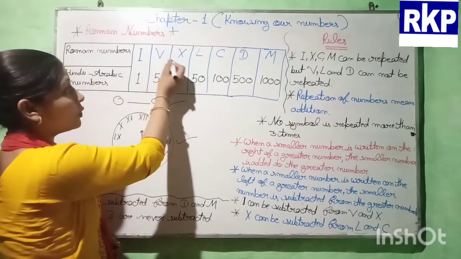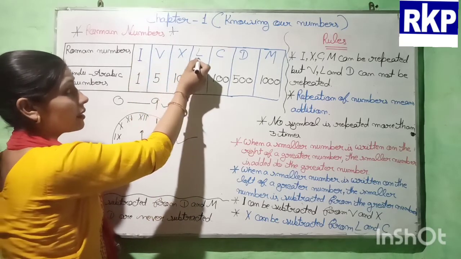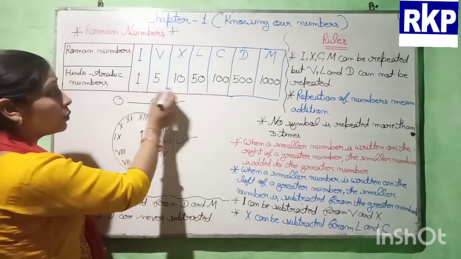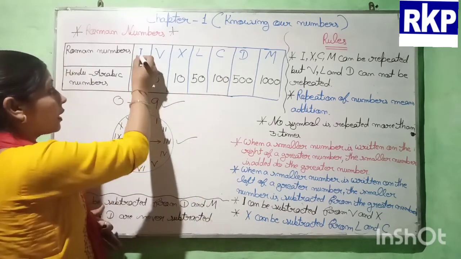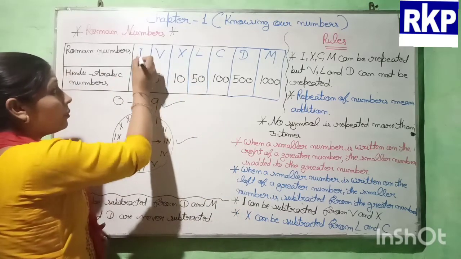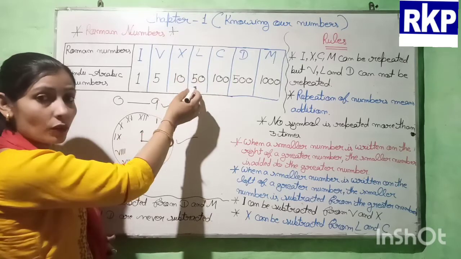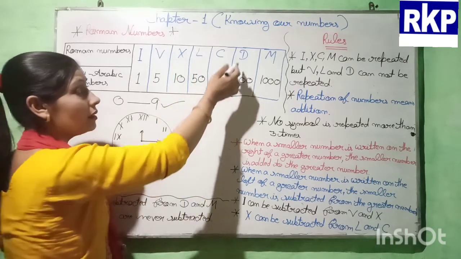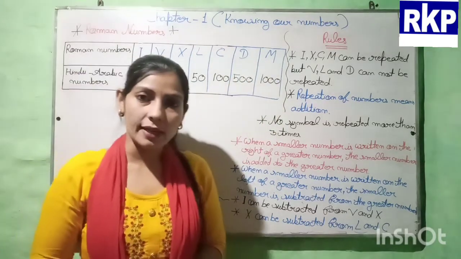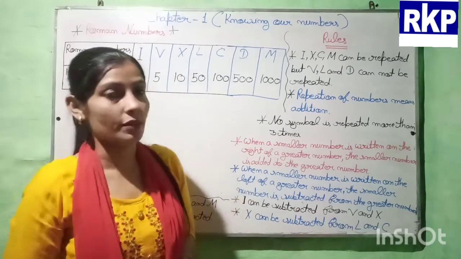Here you can see these 7 symbols: I, V, X, L, C, D and M. And here you can see Hindu Arabic numerals. According to Hindu Arabic numerals, what is the value of each symbol? I means 1, V means 5, X means 10, L means 50, C means 100, D means 500 and M means 1000. Students, there are some rules also for writing the Roman numbers. Now let us see these rules.